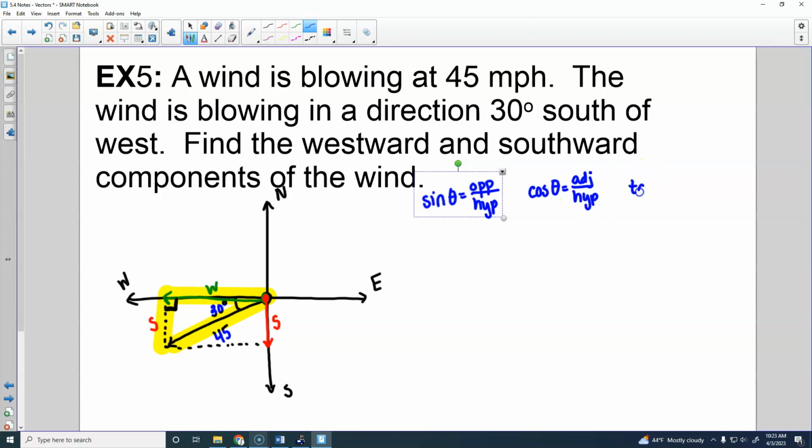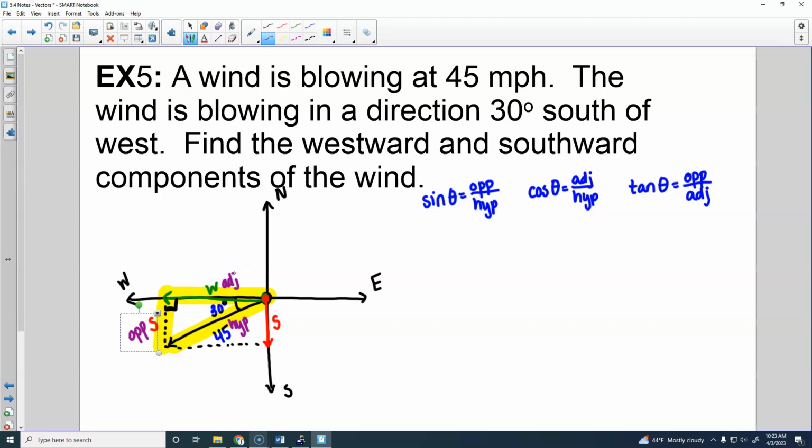And tangent of your angle is opposite over adjacent. So if we were looking at this highlighted triangle here, our angle is 30 degrees. And if we are looking for S, would S be opposite, adjacent, or hypotenuse here? It is opposite. 45, is that opposite, adjacent, or hypotenuse? Hypotenuse. And we're going to have to find W eventually, opposite, adjacent, or hypotenuse.